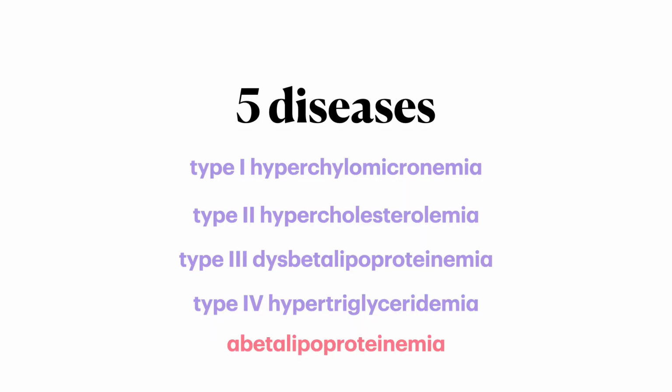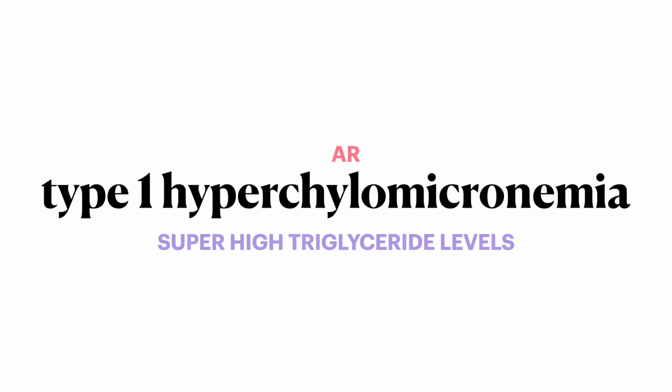Now, there are 5 diseases that we will be covering in this video, and each of them represents some aspect or some portion of the lipid transport system not transporting lipids properly anymore. Now, the first one is type 1 hyperchylomicronemia. This is an autosomal recessive condition associated with very, very high levels of triglycerides.